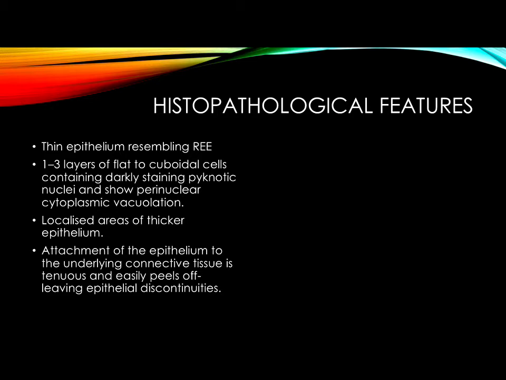In a few areas, the attachment of the epithelium to the underlying connective tissue easily peels off because the epithelial connective tissue interface is flat and devoid of any rete ridges. So, this peeling of the epithelium from the underlying connective tissue gives epithelial discontinuities. Now, in a few areas, the epithelium may be continuous with the overlying epithelium or the junctional epithelium, and this led to the confusion that it may actually be derived from the overlying epithelium.